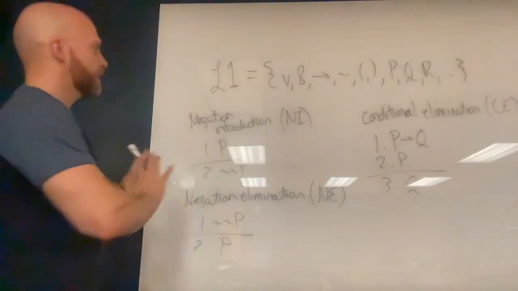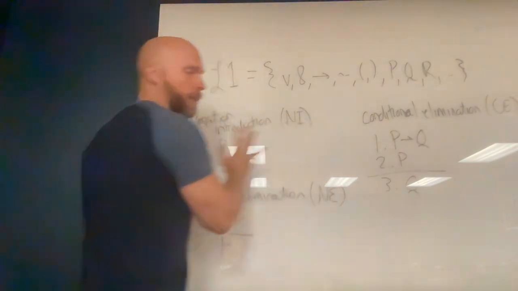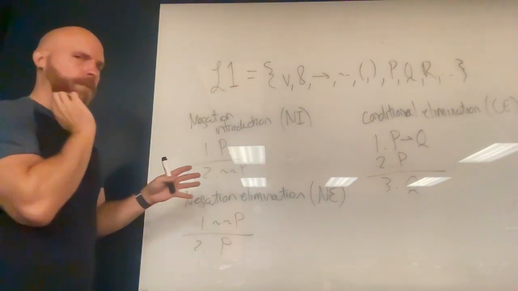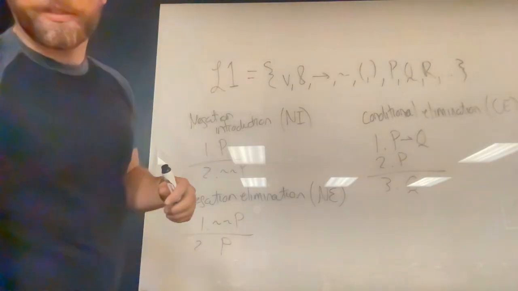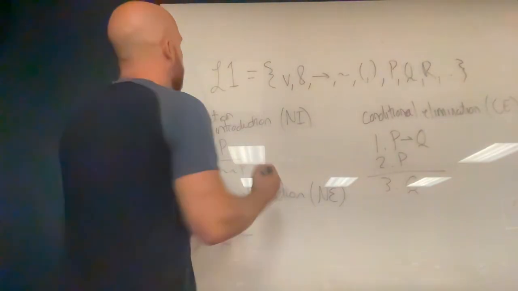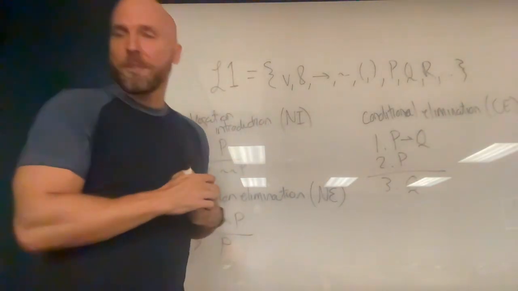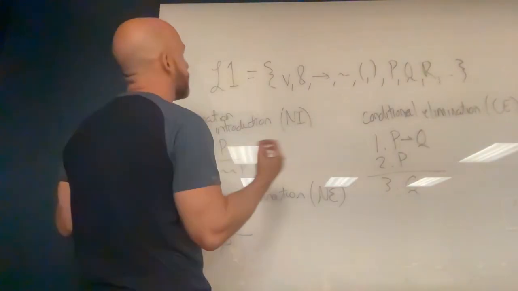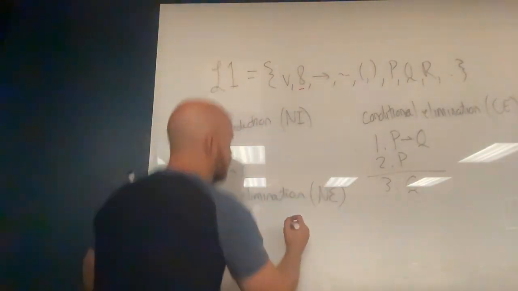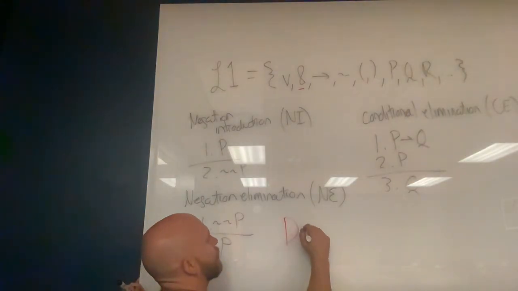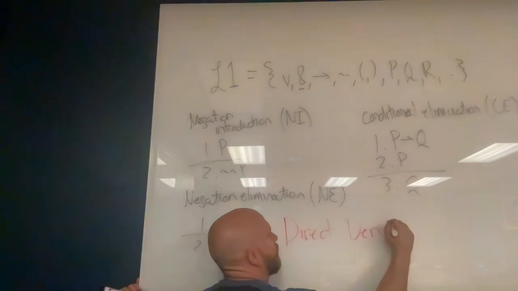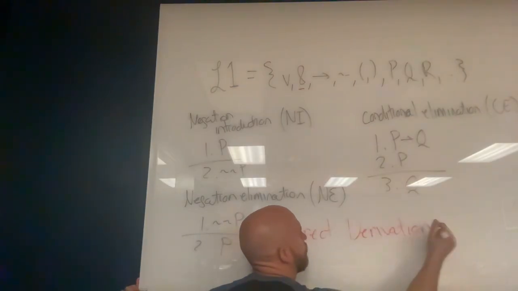But what I've described here, these simple rules, there's 7 of them. They are what we call, let's see, I want to use a different marker for dramatic effect. You guys know I love drama. These are direct derivation rules.